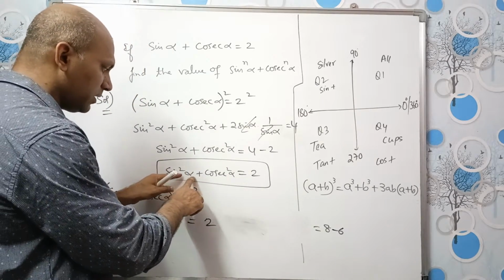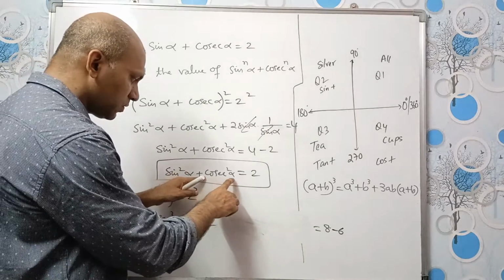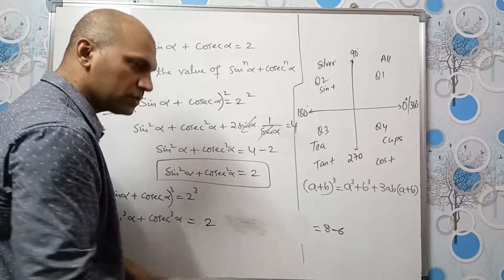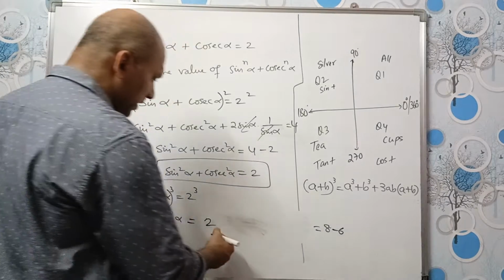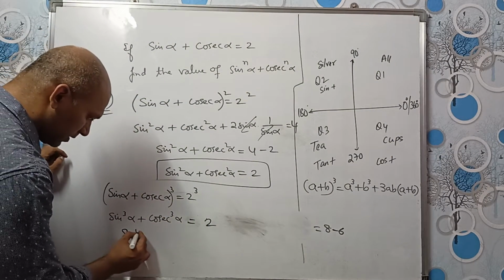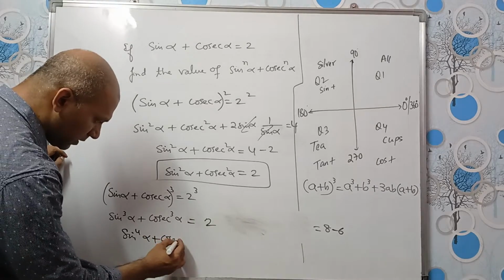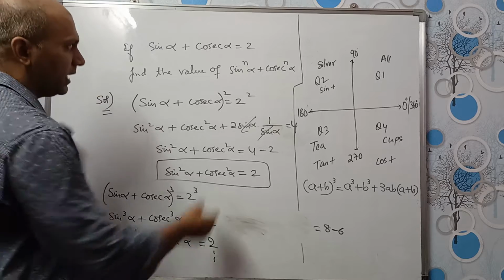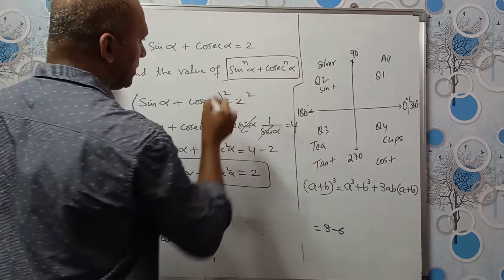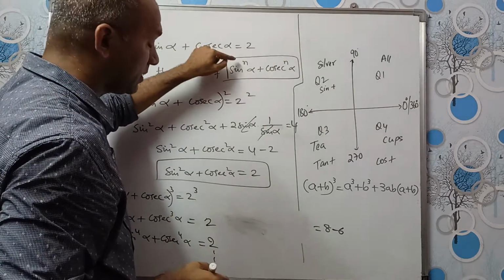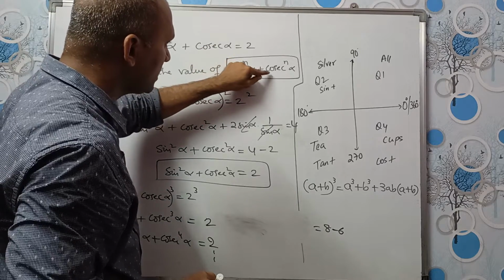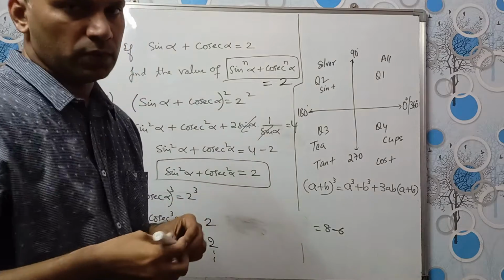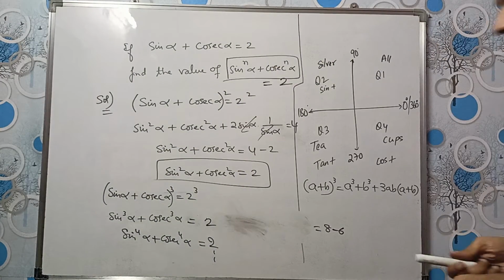We have sine square plus cosecant square equal to 2, sine cube plus cosecant cube is also equal to 2. In the same way, sine power 4 plus cosecant power 4 will be equal to 2, and so on. Hence sine power n alpha plus cosecant power n alpha will also be equal to 2. Alright.